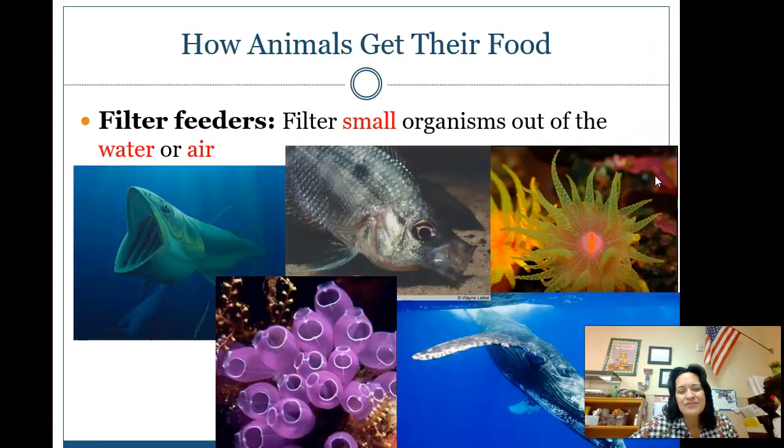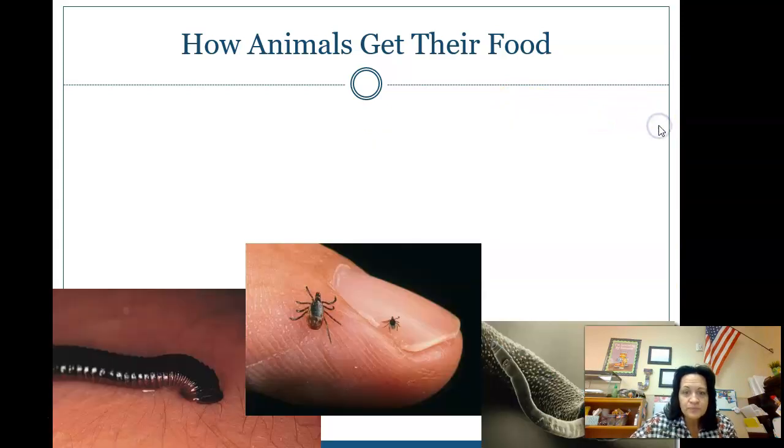So how animals get their food: some are filter feeders, which filter small organisms out of the water or air. As the water or the air goes through them, their body takes in the little teeny particles. And in the water, a lot of times it's the zooplankton, little microscopic organisms that you can't even see. And that's how they get their food.